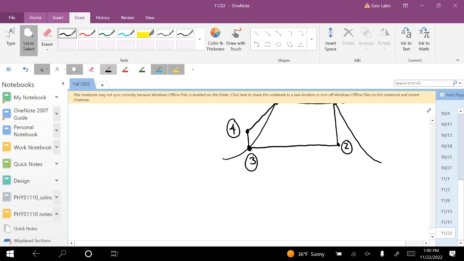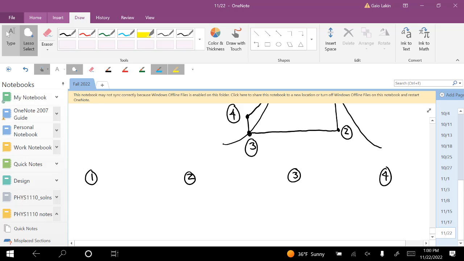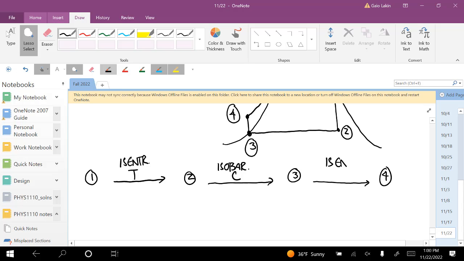And I'm just going to fill out these states again. 1, 2, 3, 4. And remember that 1 to 2 is the isentropic turbine. 2 to 3 is the isobaric condenser. 3 to 4 is the isentropic pump. And then 4 to 1 is another isobaric boiler.